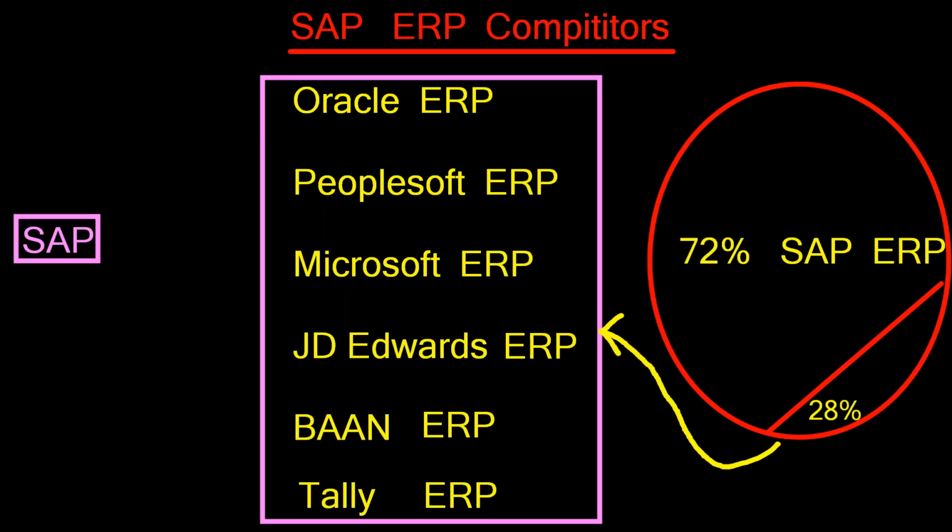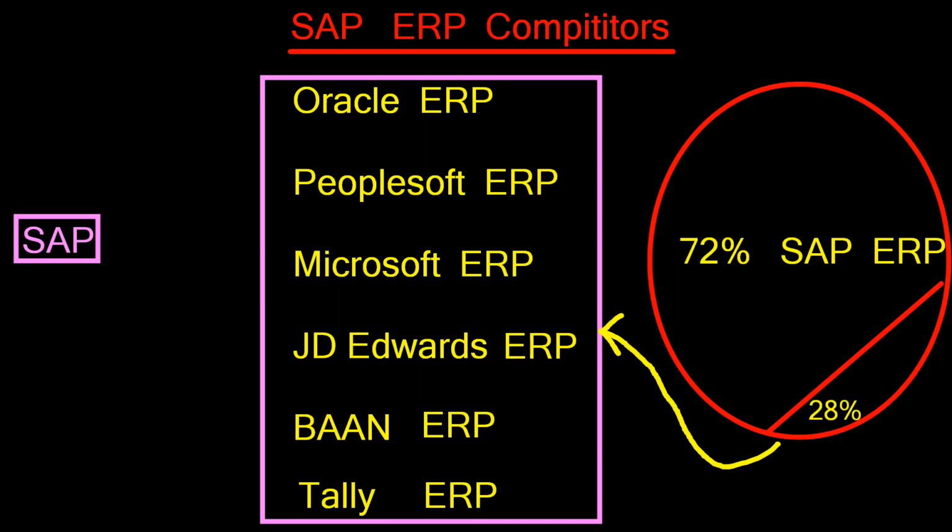72% only one, that is SAP. Why? Because what is the major? Why are most of the companies going with SAP? Because SAP is not freeware. So we also have to take a license and purchase it. Oracle ERP, PeopleSoft ERP, Microsoft ERP, JD Edwards, BAN, and Tally ERP also. So we can purchase, but we have to purchase something.